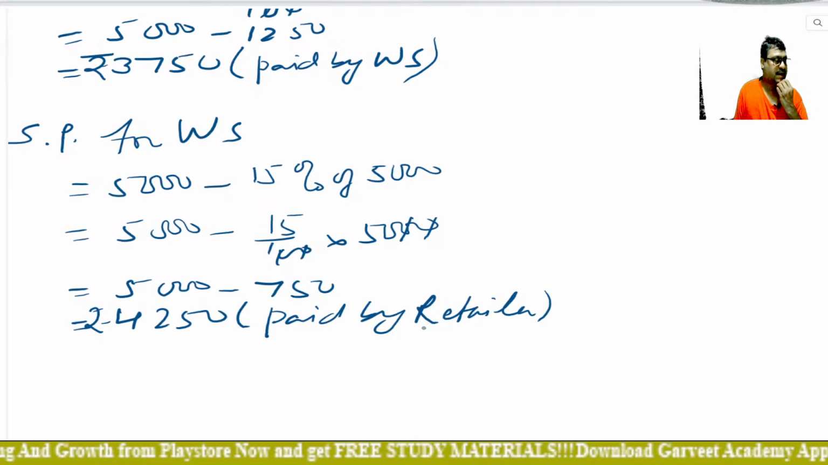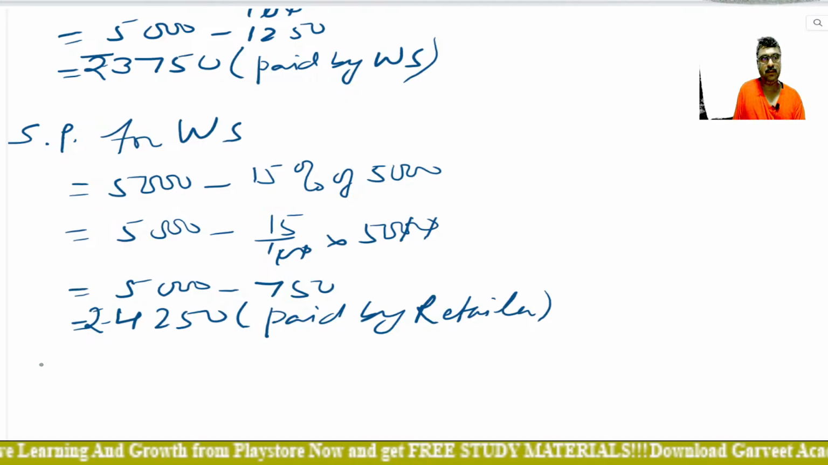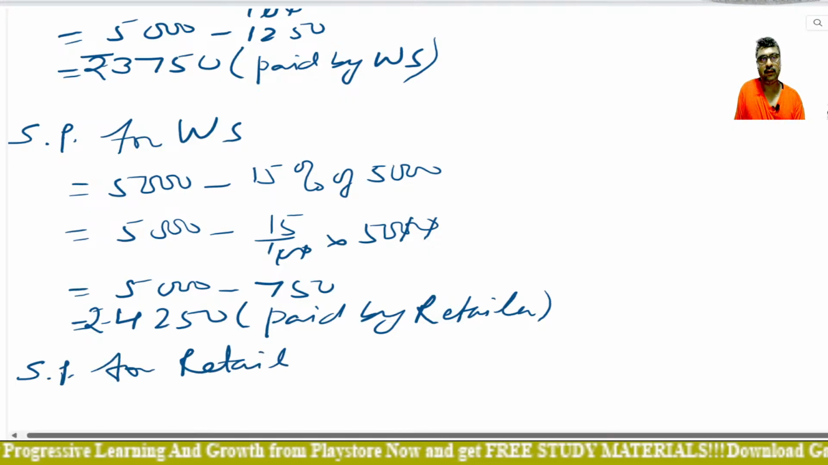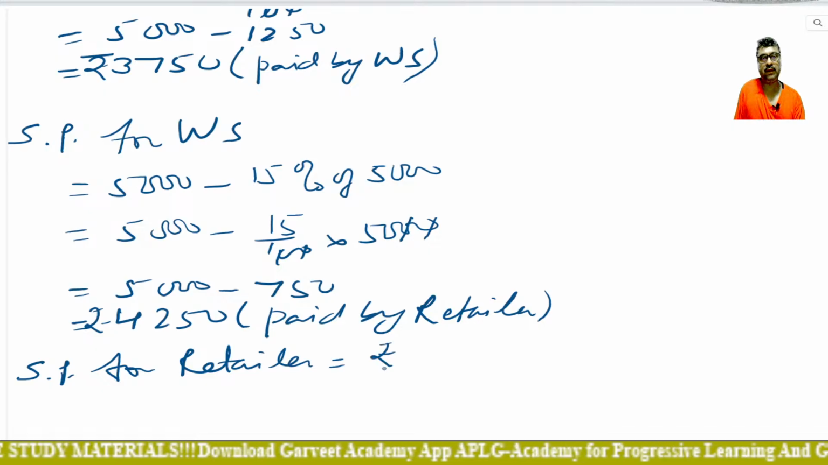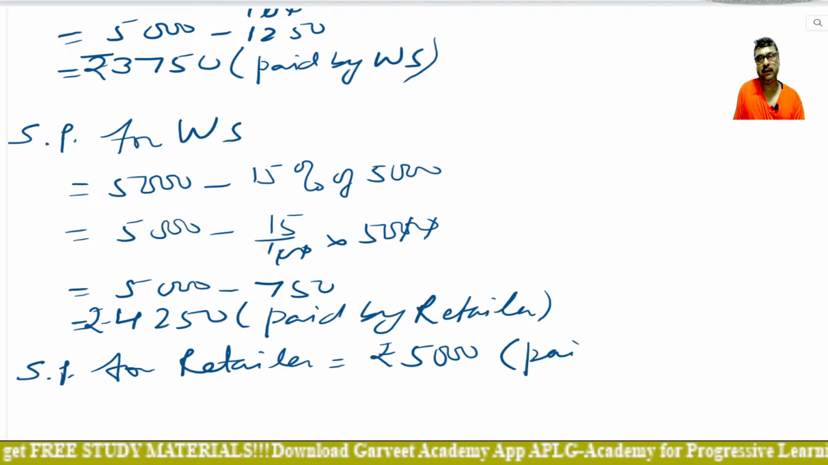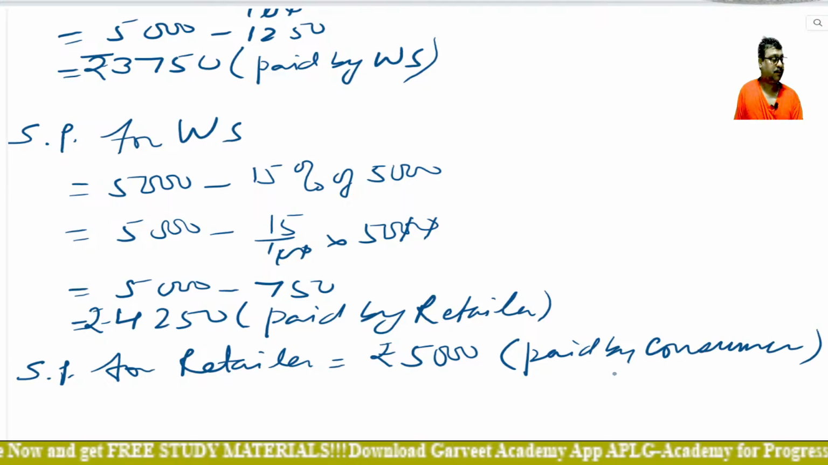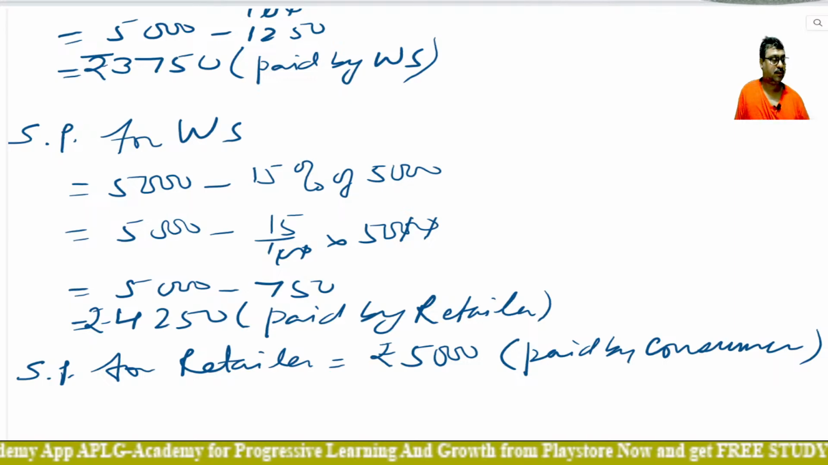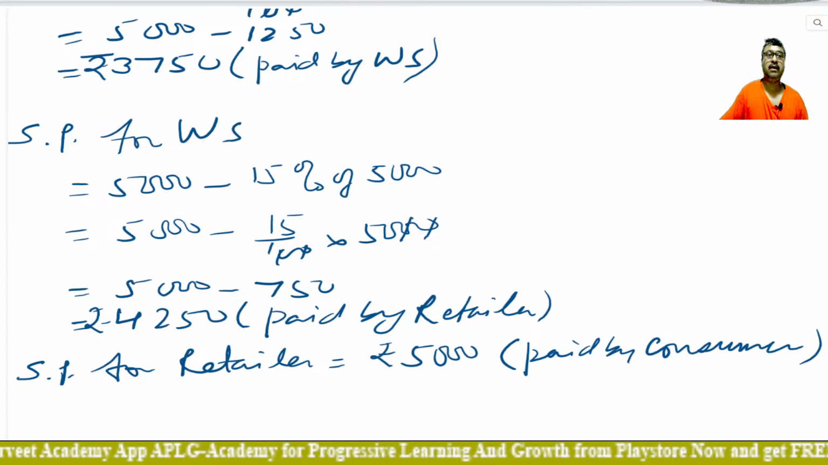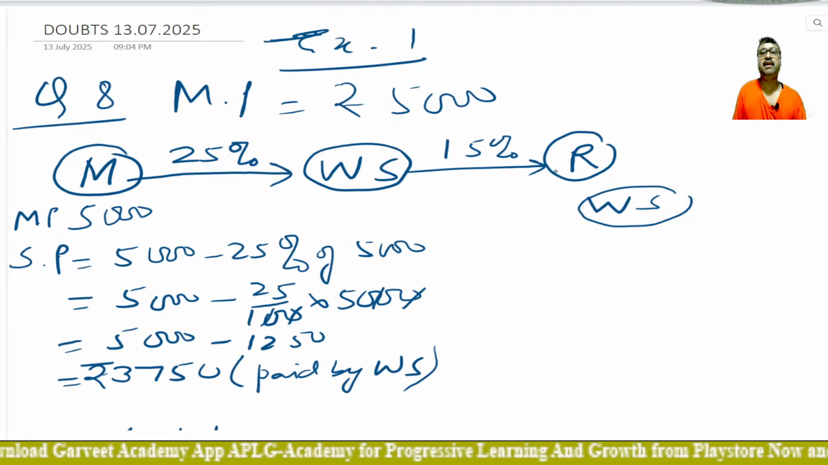Now the retailer sells it to the consumer at the mark price. The selling price for the retailer is how much? Rupees 5,000. Who pays this? Paid by the consumer. Got it? So the retailer sells it to the consumer at the mark price. If all the sales are intra-state, and intra-state means within the same state, the sales are intra-state sales.